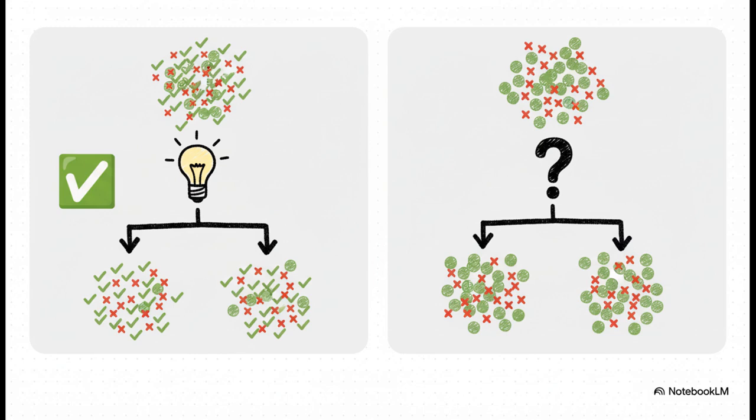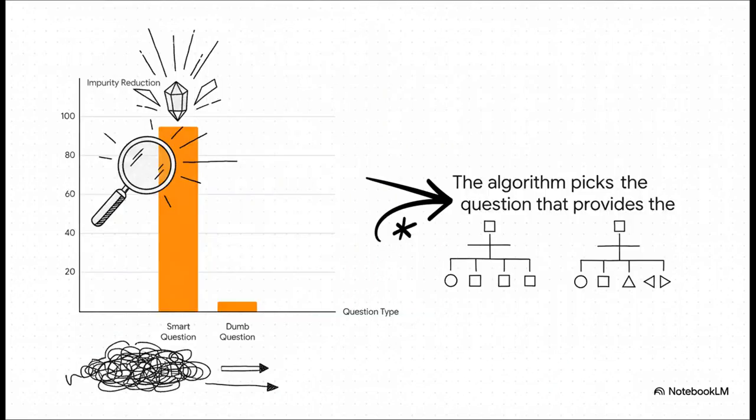It doesn't really help us much. Both groups it creates are still a jumbled mess. It gives us almost no new information. And we can actually see this. The smart question gives us this massive drop in impurity. It brings so much clarity. The dumb question barely moves the needle.